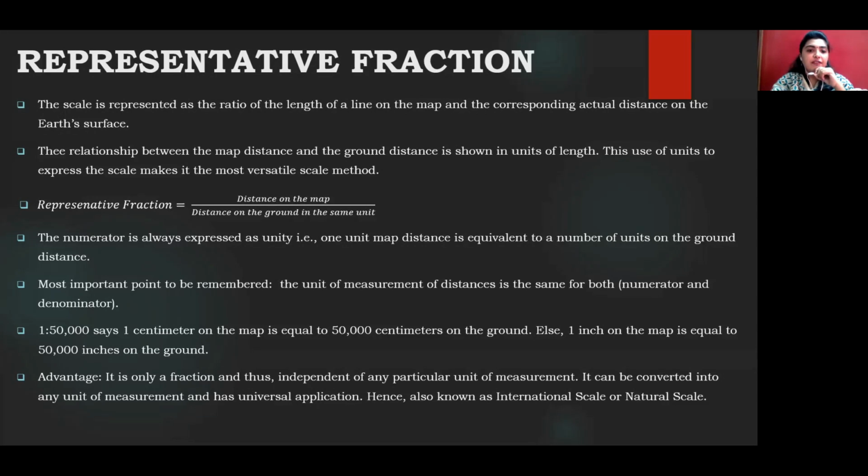Then I can change that 50,000 centimeters into, say, kilometers if I want. Or I can change it to millimeters, whatever system I want. Or I can say it as 1 inch on the map is equal to 50,000 inches on the ground. Then you change that inches to miles if you're more frequent user of the inches and miles system. So yes, that's how representative fraction is given on a map.